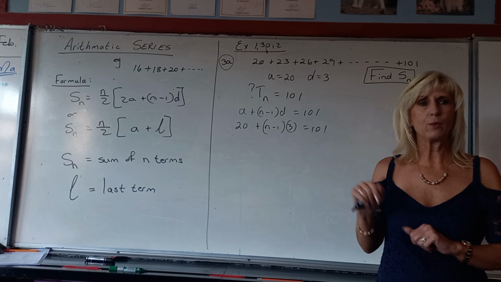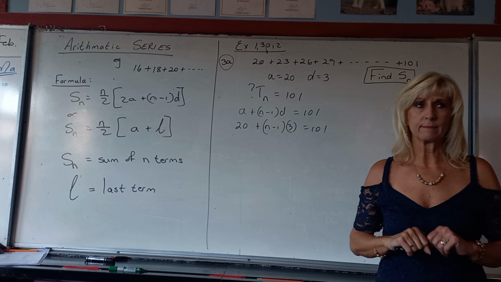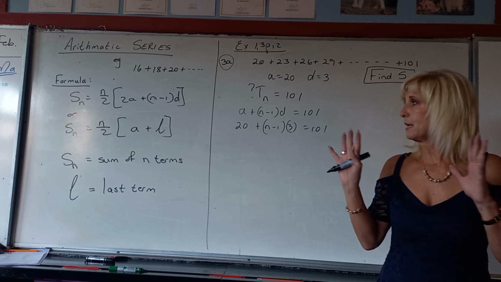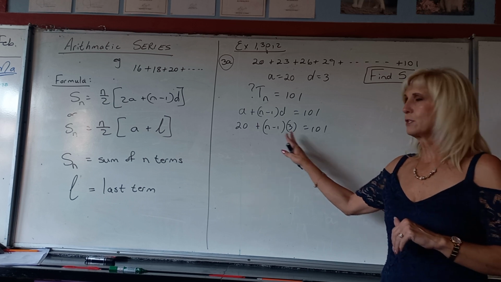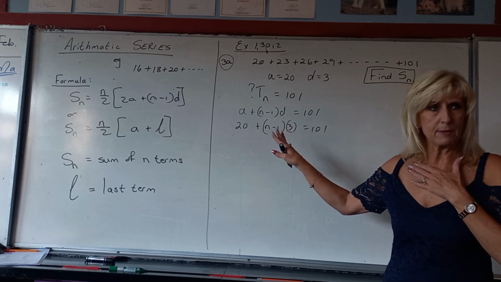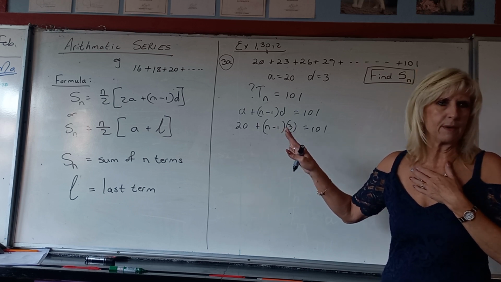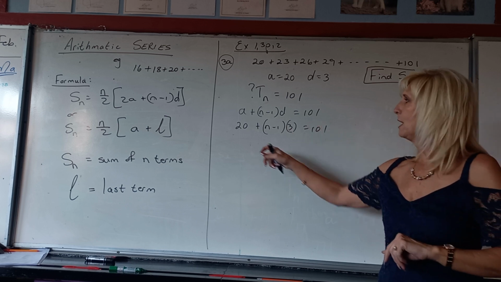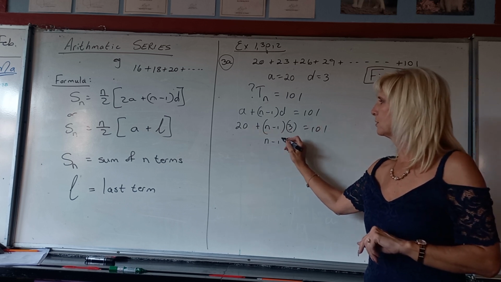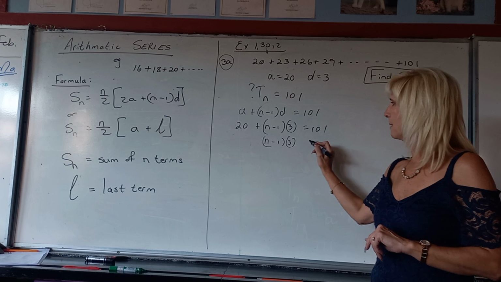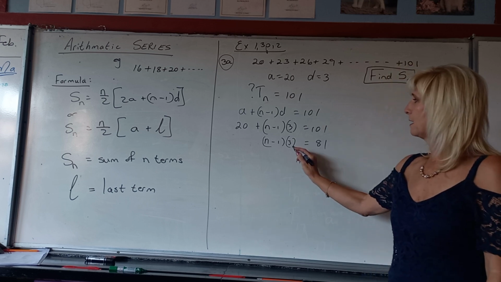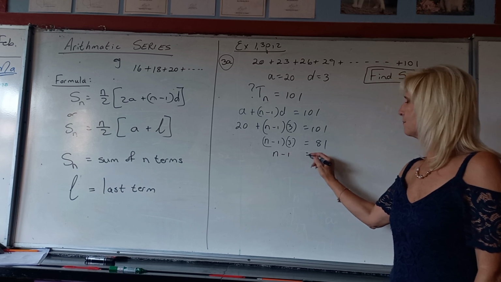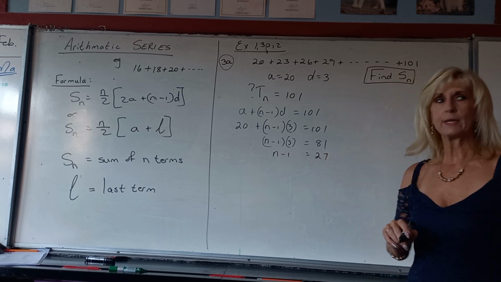How many ways to skin this cat? A lot. So the next mark that you're going to be getting is for knowing what n is. Whether you time out, whether you like my technique that I just somehow have an inkling for, I'll take the 20 across and I'll do 101 minus 20, which gives me 81. Is everybody with me? Then I'll divide it by 3, which is going to give me 27, am I right?